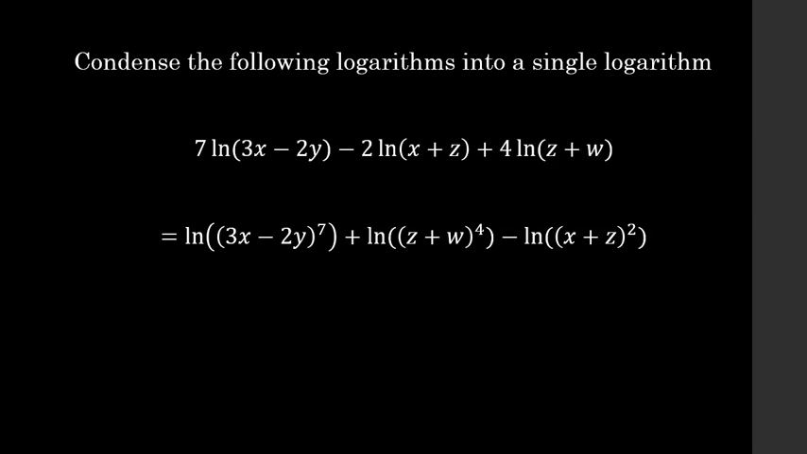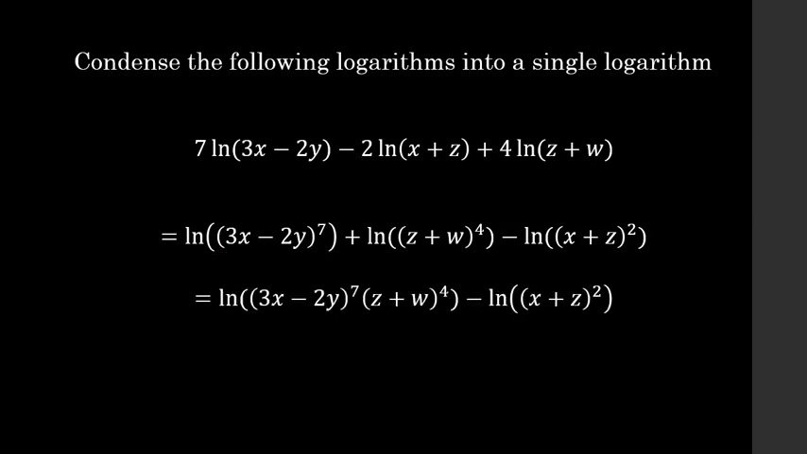Next up, we have the product property that has to be used. I see the sum of two logs here, so I'm going to rewrite that as the log of the product of the things that are inside there. And that's going to give me natural log of 3x minus 2y to the 7th times z plus w raised to the 4th minus the natural log of x plus z squared.